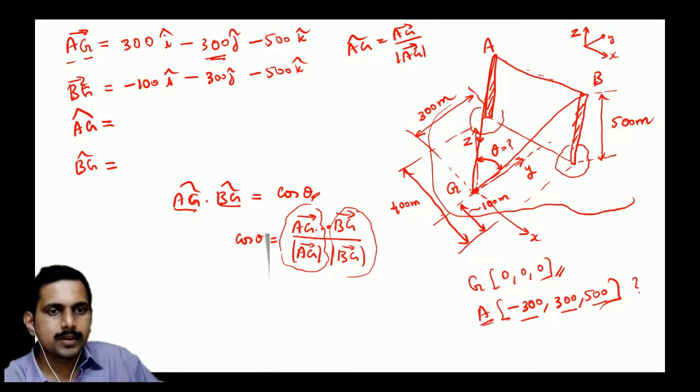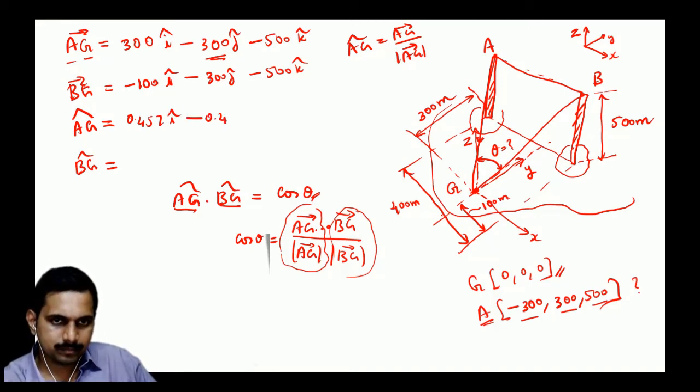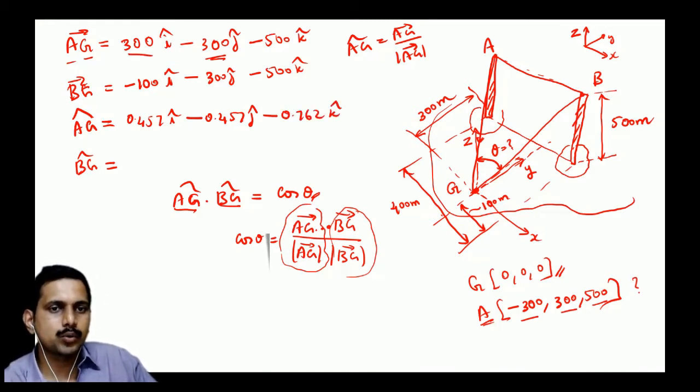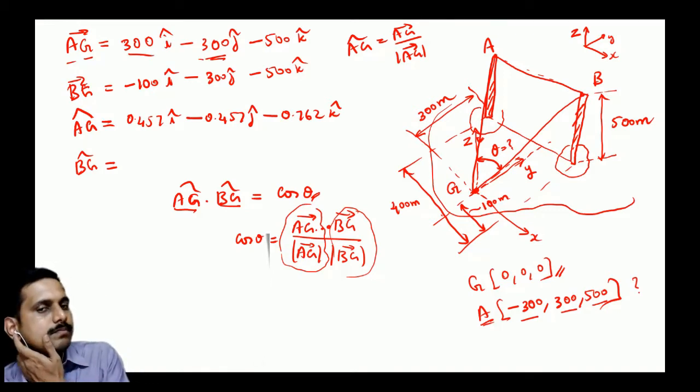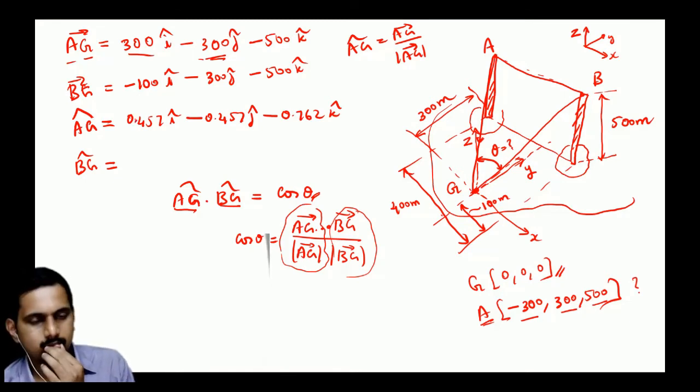0.457i. Then minus 0.457j. Very good. Then minus 0.762k. Easy. So you can see these are two equal. Now the other one, BG. I have not calculated this because I made a mistake here, but that's okay. We are doing a different problem, don't worry.